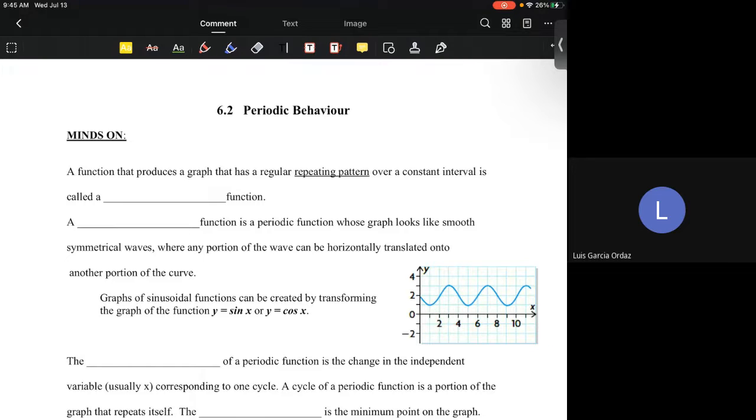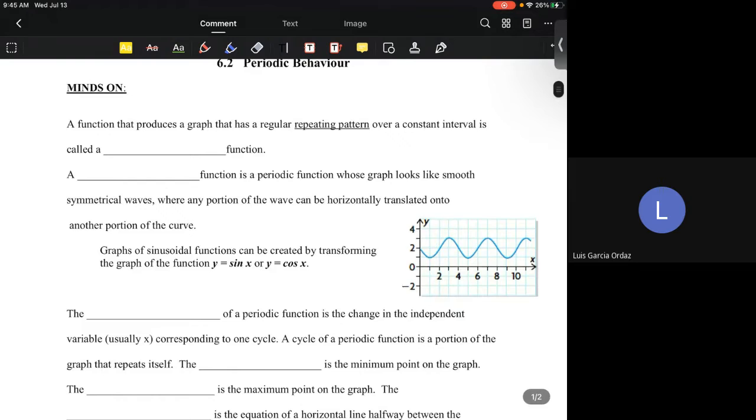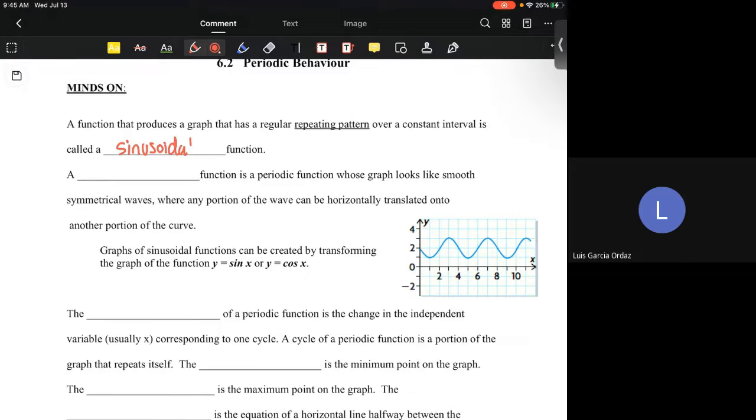So a function that produces a graph that has a regular repeating pattern over a constant level is called a sinusoidal function. So a sinusoidal function is a periodic function whose graph looks like a smooth symmetric wave where any portion of the curve can be horizontally translated onto another portion of the curve.